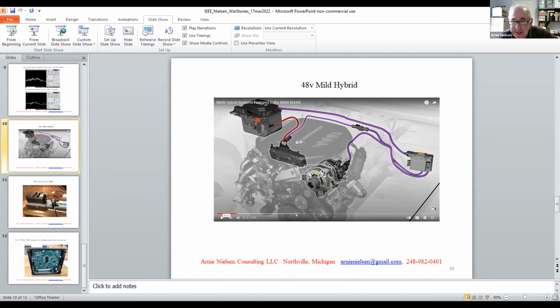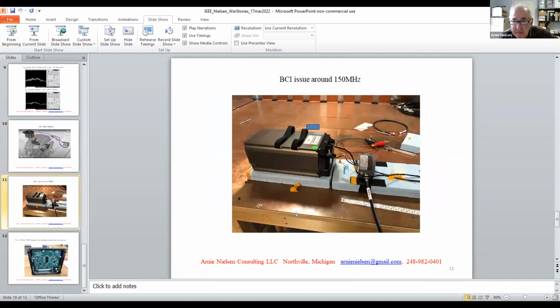Actually, I didn't know these systems existed, a mild hybrid. So they had a bulk current injection problem. Here's the setup. So here's the battery pack. Here's the bulk current probe. It's about 150 megahertz. Now here's one of those issues that it's a spec issue. It's not a real world issue.